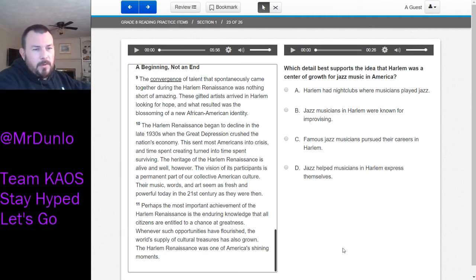All right, center for growth in jazz in America. Harlem had nightclubs where musicians played jazz. Well, yeah, that makes sense. So it says, which detail best supports the idea that Harlem was a center of growth for jazz music in America? It would make sense that people would play jazz if they were there, so I'll leave A. The musicians were known for improvising. Okay. I really love these choices. Famous jazz musicians pursued their careers in Harlem. And D, jazz helped musicians in Harlem express themselves. Okay.